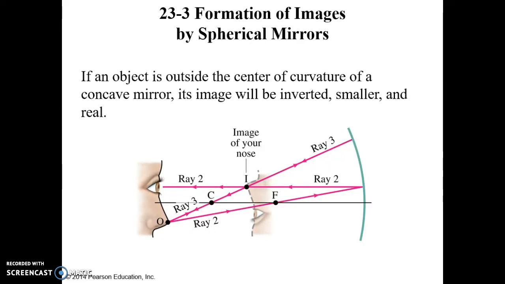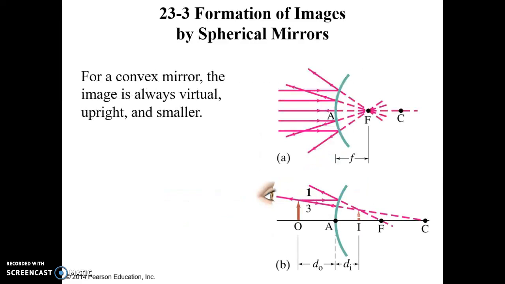Now, if the object is outside the center of curvature of a concave mirror, its image will be inverted, smaller, and real. If we have a convex mirror, the image is always virtual, upright, and smaller.